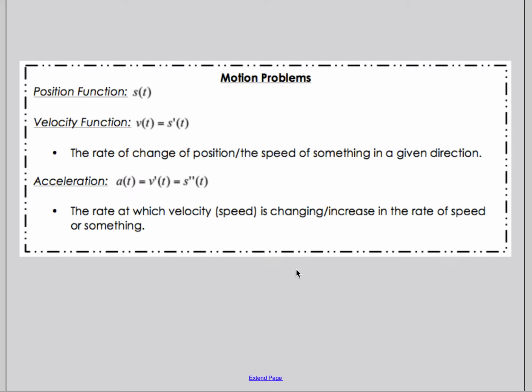All right, in this next video, we're going to go ahead and look at the motion problems. So in this video, we're going to look at position, velocity, and acceleration. We've touched on position and velocity. Now we're going to add acceleration.